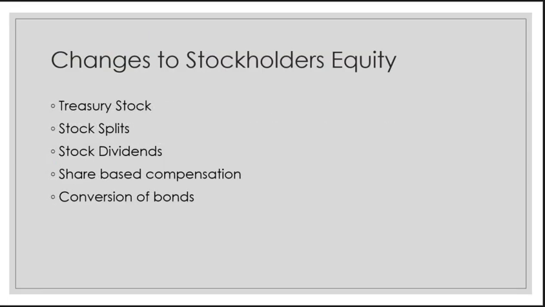So what changes to stockholders' equity do we want to make sure we introduce here? We've sort of talked about these in earlier classes, but we want to make sure we've got this down pat. Treasury stock is the repurchase of our own stock. We're going to record it at cost. It's going to be a debit to treasury stock, a contra equity account, and a credit to cash when we buy it.